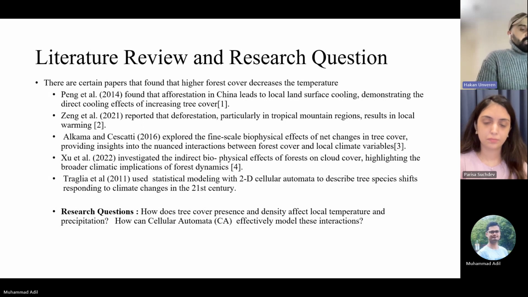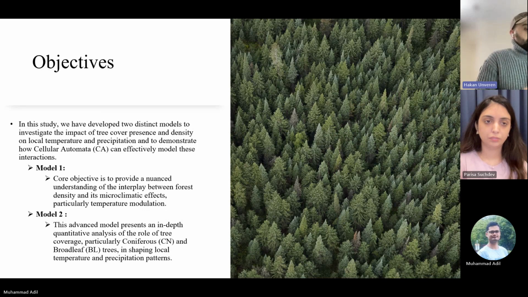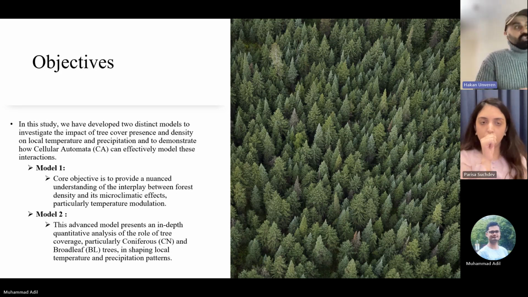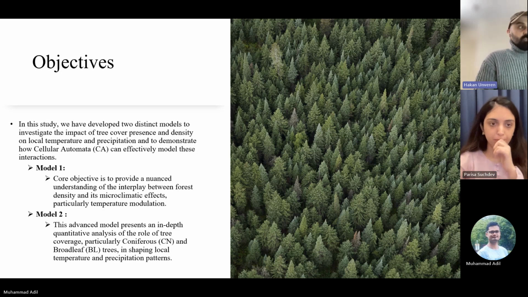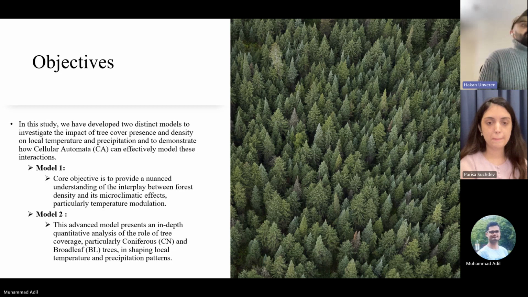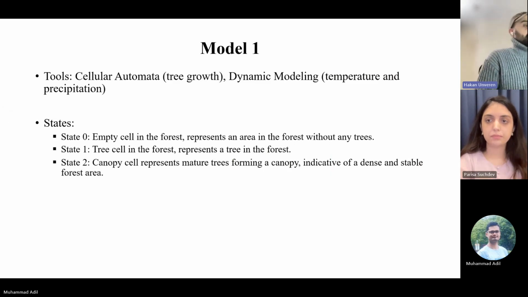In this project, we investigated this relationship with two models. In the first model, our core objective is to provide an understanding of the interplay between forest density and its microclimate effects, particularly temperature modulation. In the second, more advanced model, we present an in-depth quantitative analysis of the role of tree coverage, particularly coniferous and broad-leaf trees, in shaping local temperature and precipitation patterns. After this point, Parisa is going to explain Model 1 and its results.